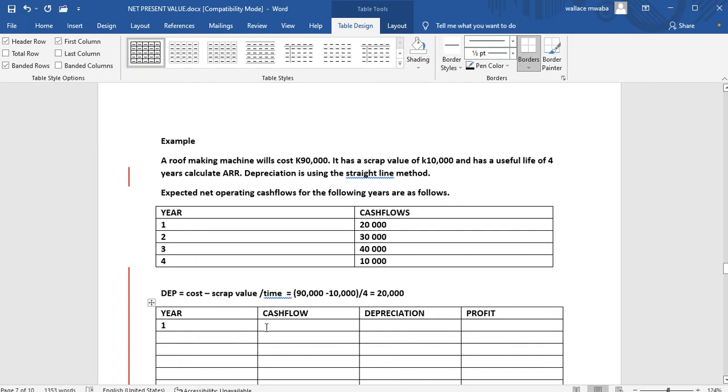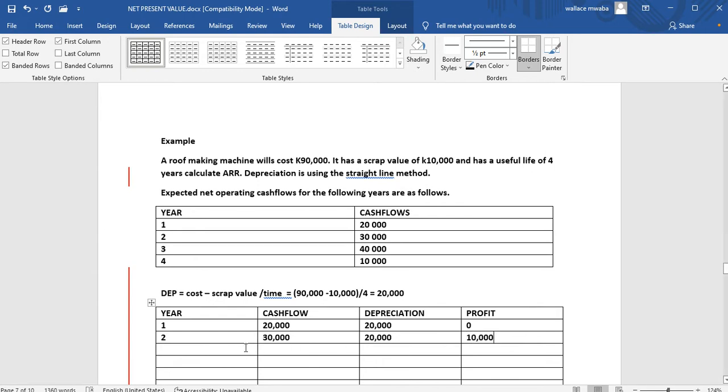For year 1, we're expecting 20,000 and depreciation is 20,000. So year 1, no profit. That's sad. First year, no profit. End of year 2, we expect 30,000, depreciation 20,000. Remember, profit equals cash flow minus depreciation. So 30,000 minus 20,000, we get 10,000.